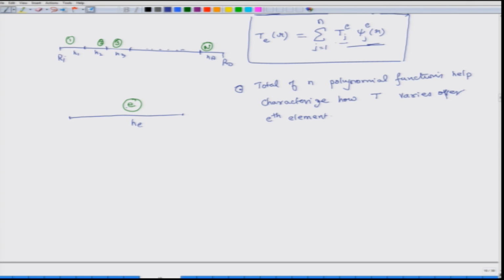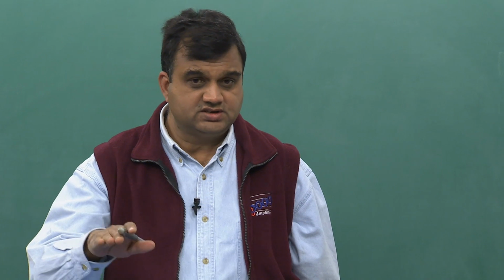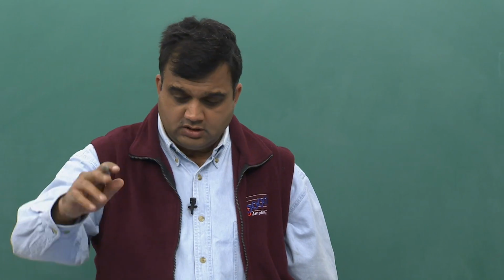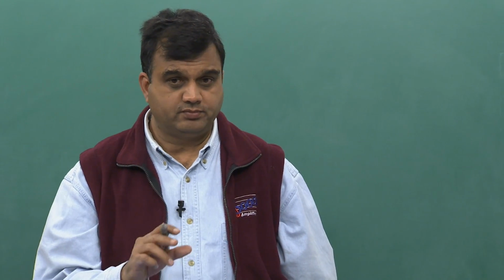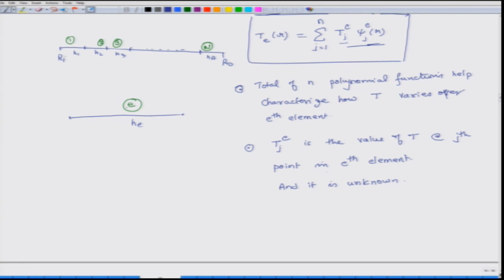And we had said that T_j is the amplitude of these polynomial functions, but another way to look at it is that T_j^e is the value of T at the jth point in the eth element, and why we can say this we will see later. It is unknown. We do not know it. We know psi because we are assuming that if it is constant then it is 1, if it is linear then it is ax plus b. So, we know how psi are varying, but the values of those constants we do not know. Okay. So, T_j is the value of T at the jth point in the eth element.